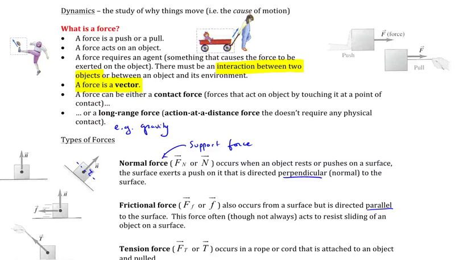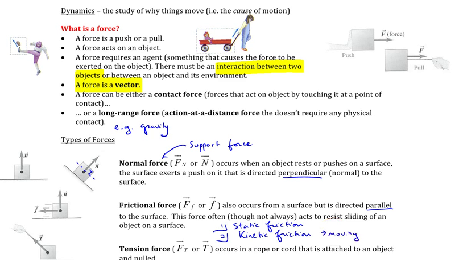One is called static friction force, and the second is called the kinetic frictional force. When an object slides across a table, this slipping or sliding is a friction that we call kinetic. It's a moving type of friction.